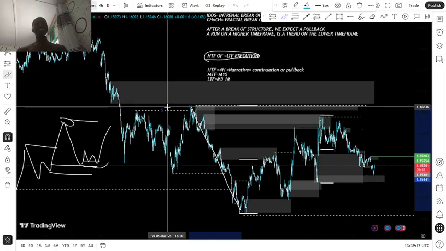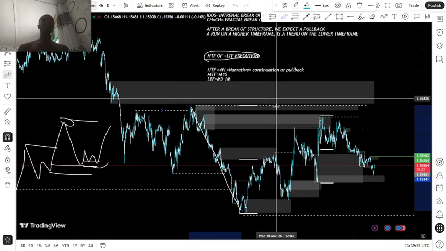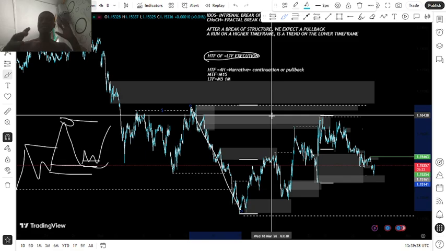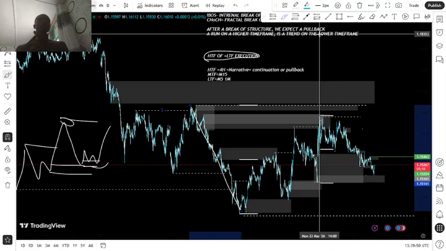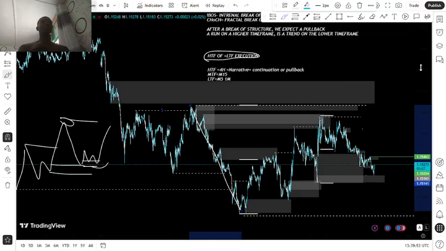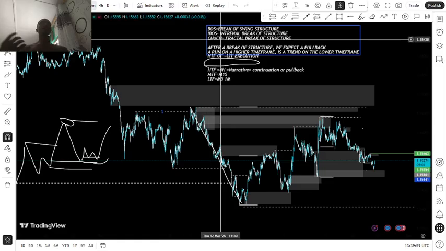But looking at what we were looking at yesterday, it was meticulous. One by one, we went through the higher time frame narrative, we went through continuation, the pullback phase, and the break of structure, how we expect a pullback after the break of structure, and how we use that knowledge in combination with multi-time frame market structure, which is a run on a higher time frame is a trend on the lower time frame. So we combine these with the three-type structure, which is the swing, internal, and the fractal.